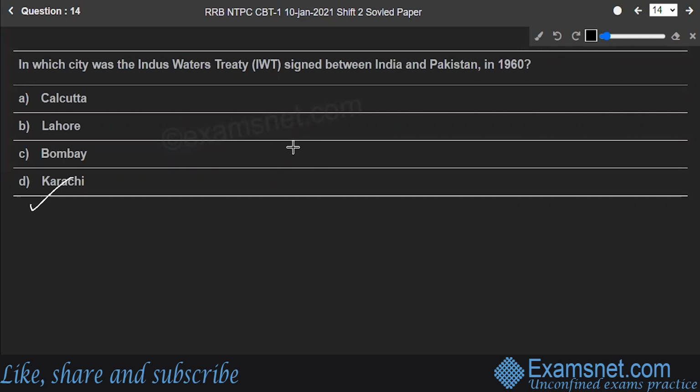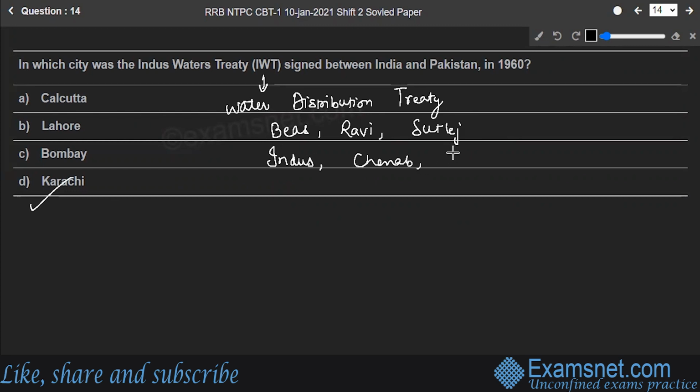Indus Water Treaty is a water distribution treaty between India and Pakistan, which was signed in Karachi in 1960. According to this treaty, control over the water flowing from Beas, Ravi, Satluj were given to India, while Pakistan was given the control of Indus, Chenab, and Jhelum.